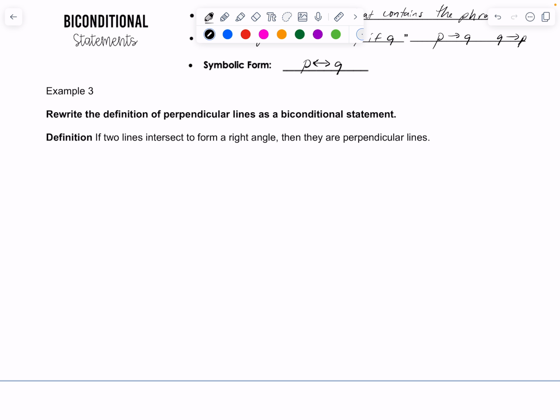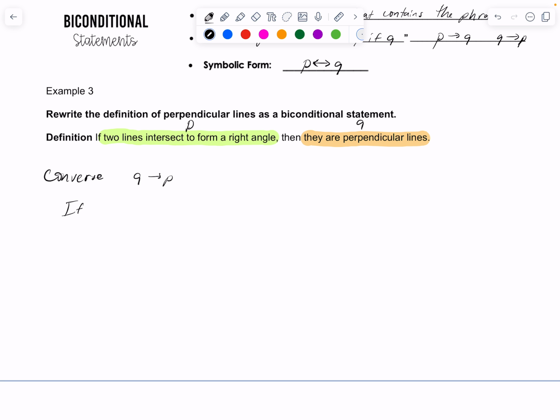All right, if two lines intersect to form a right angle, then they are perpendicular lines. So I'm going to go ahead and let P be this first part here: two lines intersect to form a right angle, so that's P. And then I'm going to do "they are perpendicular lines" as Q. Okay, so we're saying P implies Q. Now I'm going to do the converse of this. Remember, that's Q implies P.